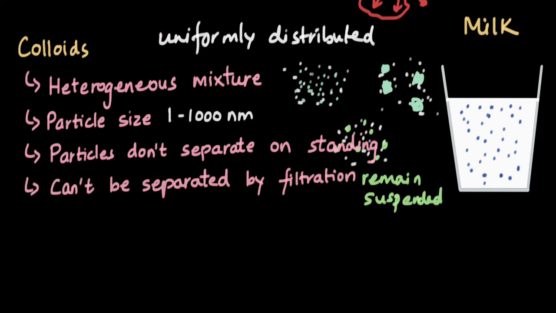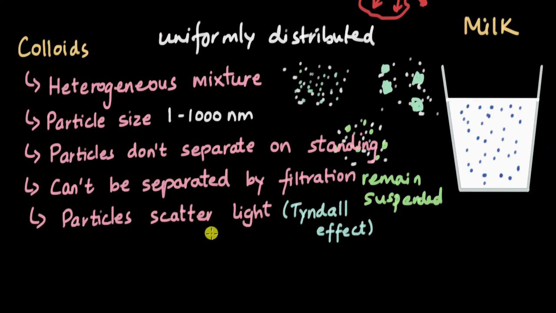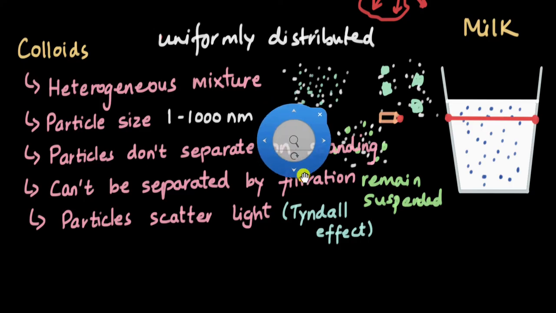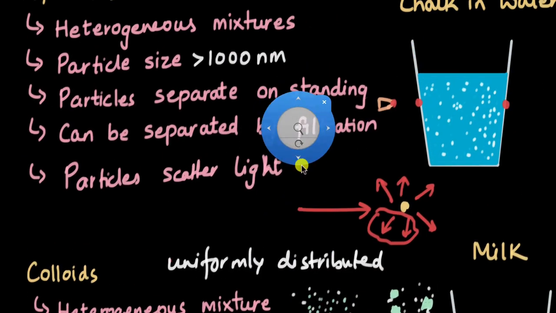And the last characteristic of a colloid is that particles, they do scatter light, and in fact that is called a Tyndall effect. So when you strike a laser across the two ends of a glass, you will see the path of the laser light through milk. That is because when light strikes a particle of a colloid, it scatters the light in all the directions. This effect is called a Tyndall effect. Alright, so these were the differences between suspensions, colloids and solutions.